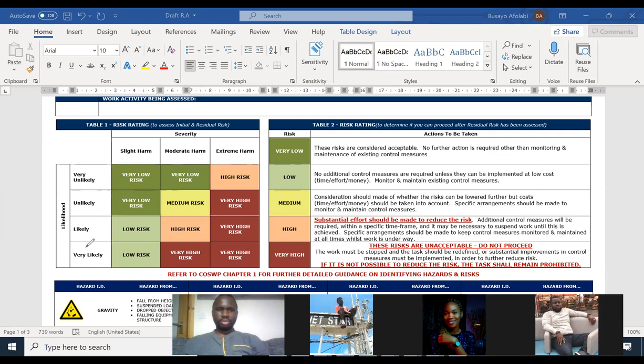Okay, I'm just going to circle from the risk rating, we have very likely. Yes. So also the severity: slight harm, moderate harm, or extreme harm. If that rope should tangle anyone's leg, is the harm going to be slight, moderate, or extreme harm? Extreme harm. Very good. Yes, they may lose their leg.